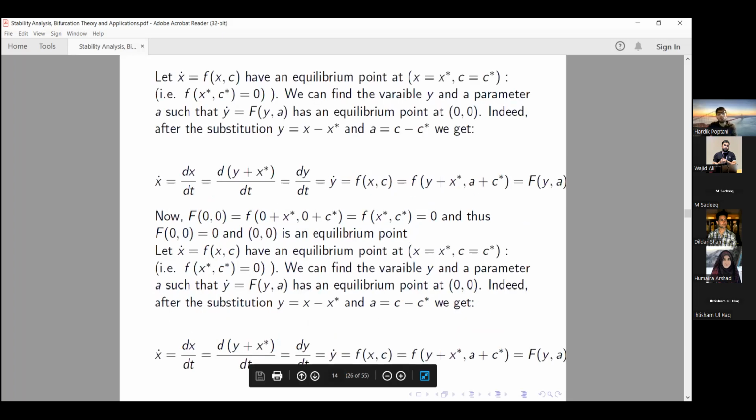So therefore, we will now look at another definition. Let x dot equals f of x, c have an equilibrium point at x star and with the parameter.